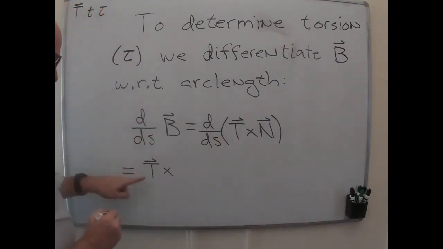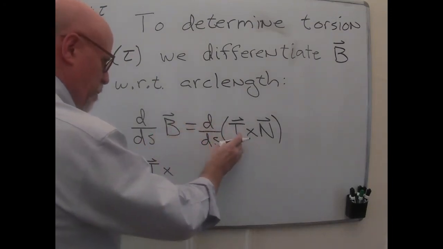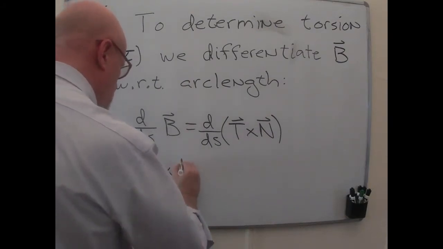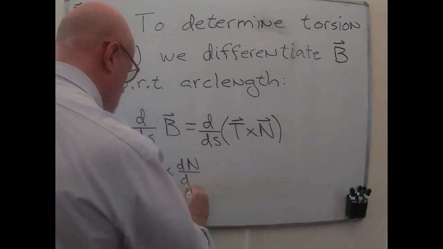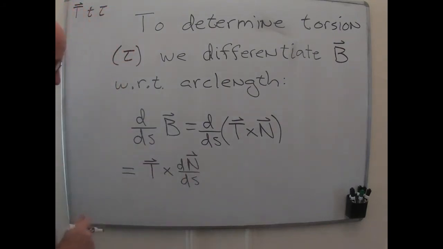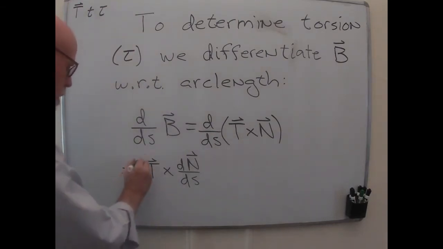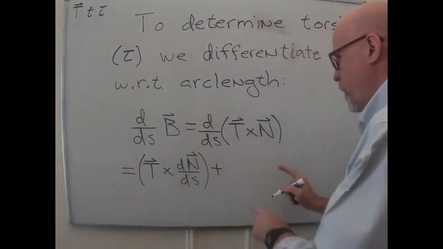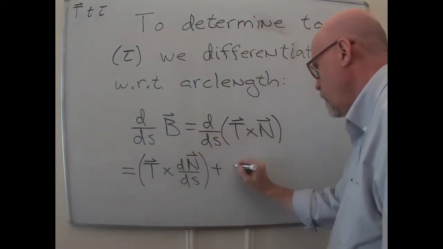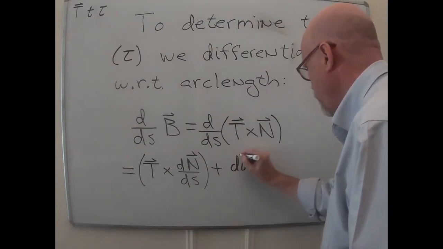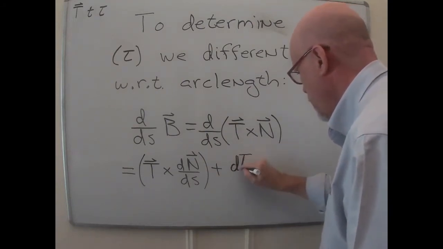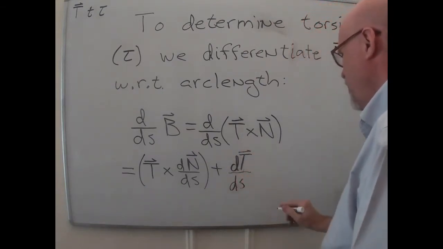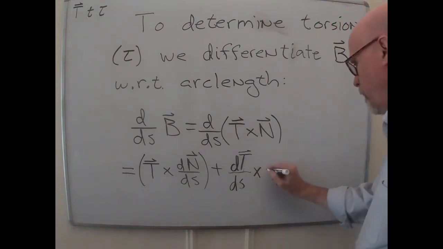Right. That doesn't change because in the product rule it's the first thing unchanged, but the next thing is the derivative with respect to s of n. So that is dn ds. This is going to be a vector quantity. Derivative of a vector is a vector. And then we have to do the derivative on the opposite one, so we'll have the derivative with respect to s of T, that's a capital T, dT ds, crossed with n unchanged.